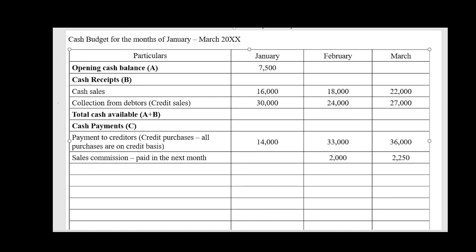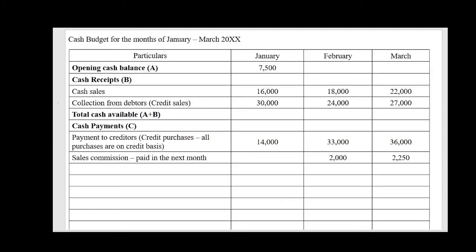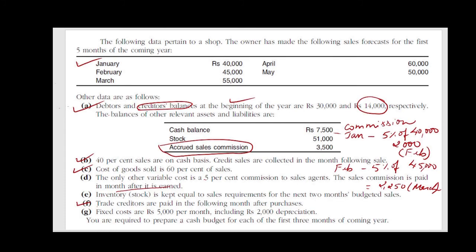Now coming to the January figure, refer to the A adjustment, accrued sales commission. All these are the balances of other assets and liabilities at the beginning of the year. So the accrued sales commission is 3,500, that has to be accounted for. Whatever the opening balance is, it has to be paid in the month of January. Are there any other adjustments, any other payments?